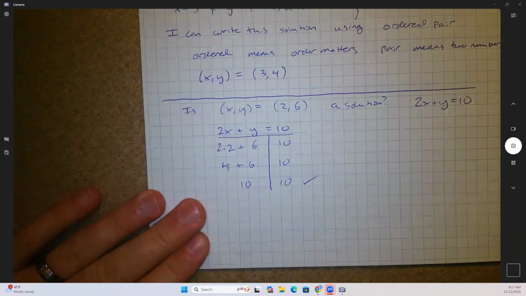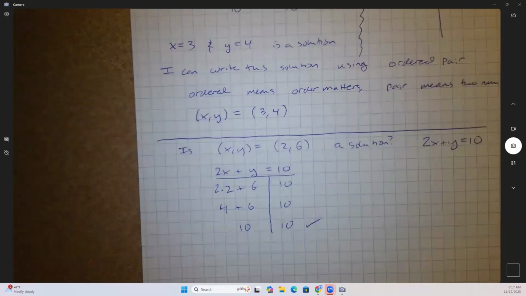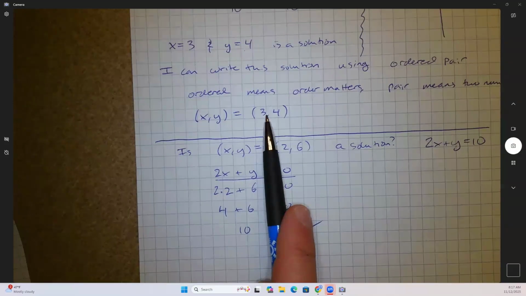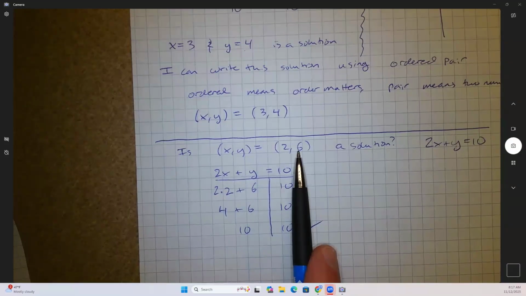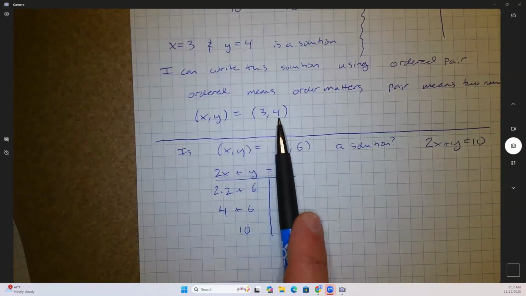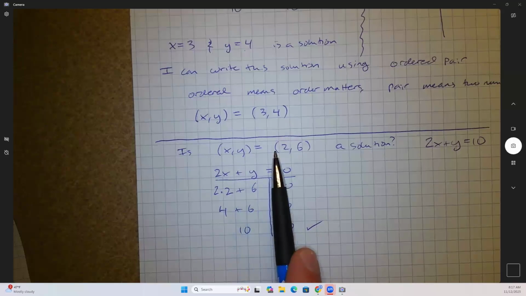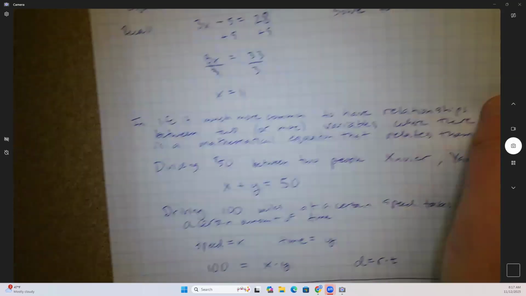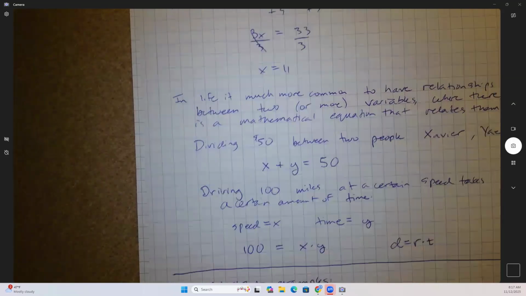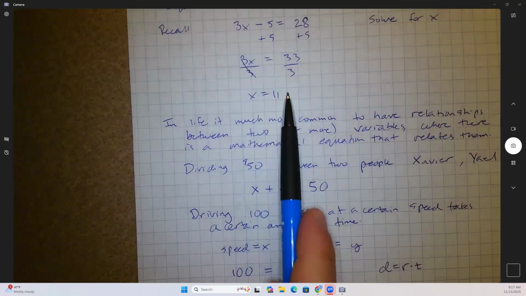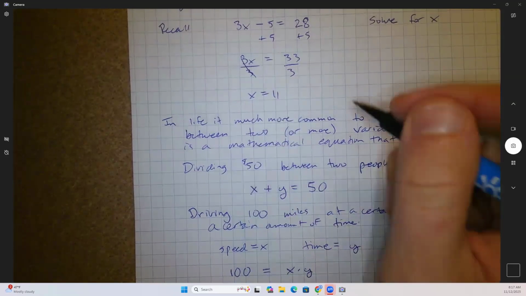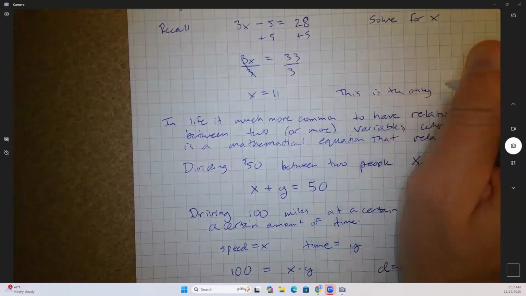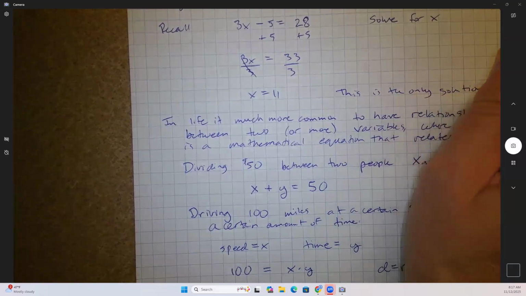Now, there's something really important to point out. I have at least two solutions to my equation. X comma y equals 3 comma 4, and x comma y equals 2 comma 6. I have more than one solution. If you are solving an equation with exactly one variable, you only ever get one solution. X equals 11 is the only value that makes it true. It's the only solution.